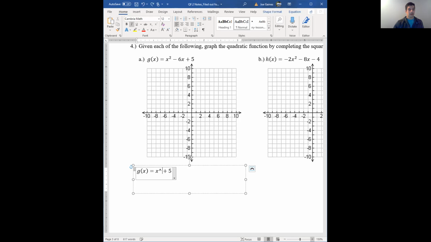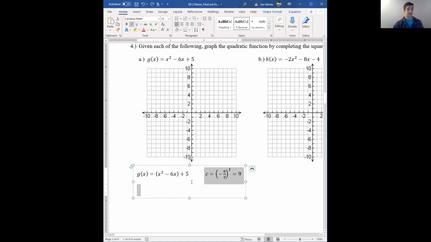What we can do instead of moving things around is group the first 2 terms. We're going to group the x squared and -6x. And then we're going to focus on completing the square with just the x squared and the -6x, kind of ignoring the 5 for right now. So I need to determine a c value that's going to work for x squared minus 6x. To find that c value, I would take my b value, which is -6, divide that by 2, and then square that. That's going to give me the value of 9. So what I want is a c value of 9.